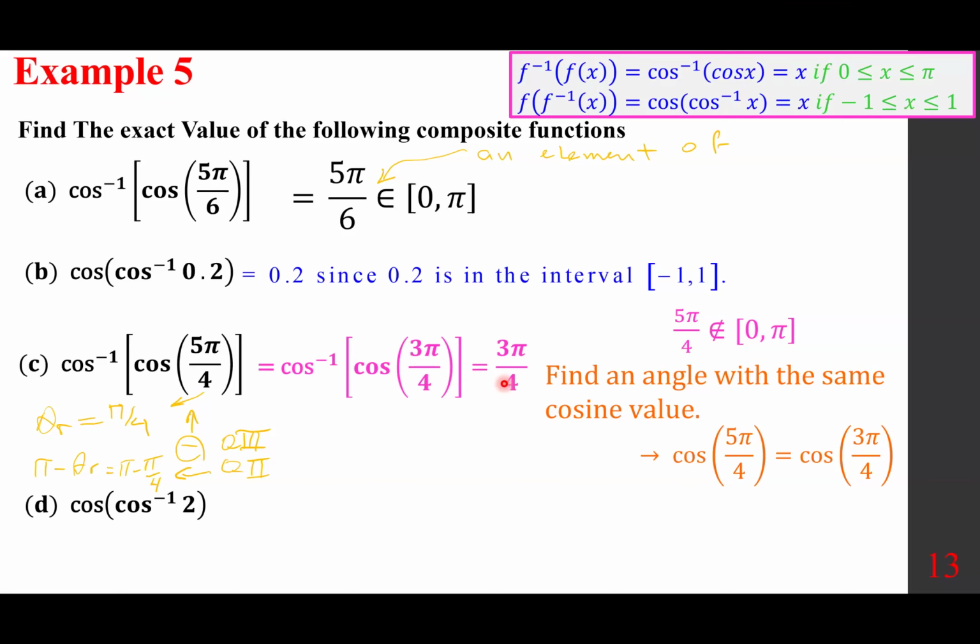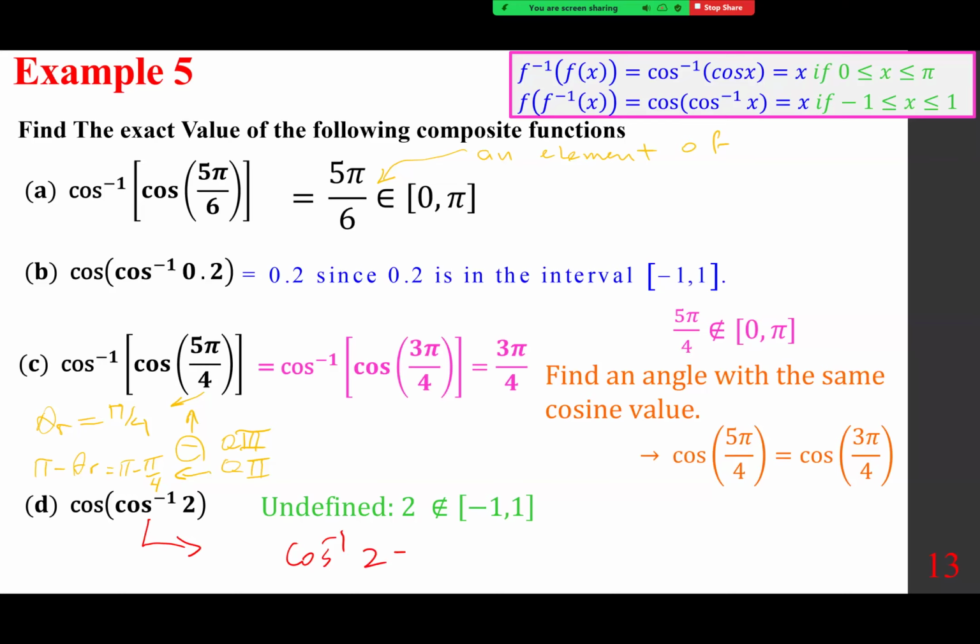Cosine of cosine inverse of 2. So you look at cosine inverse. It has to be between -1 and 1. It can't be, therefore it's undefined. This one, the second method is just as easy as I showed with the sine. Say cosine inverse of 2 is alpha, beta, gamma, theta. You choose it by definition. Cosine alpha must be 2, and that doesn't exist. Cosine is between -1 and 1.